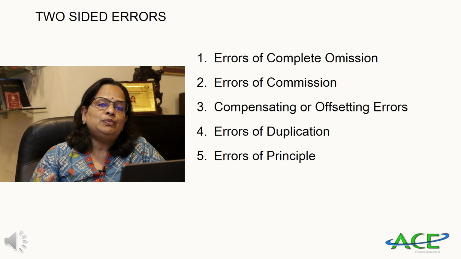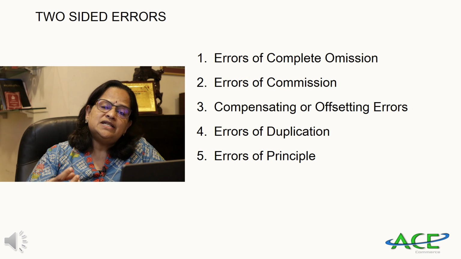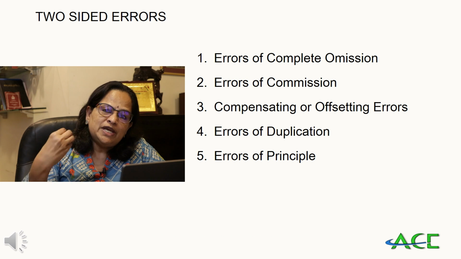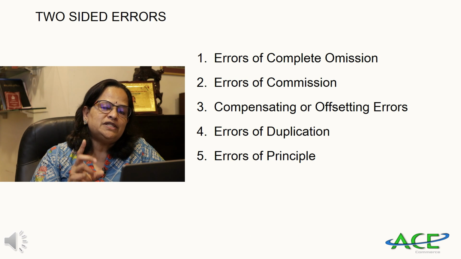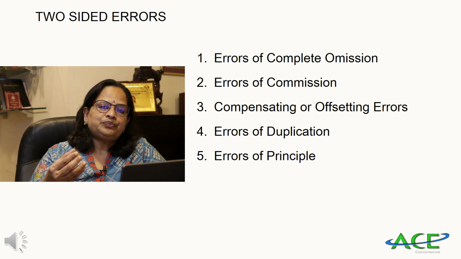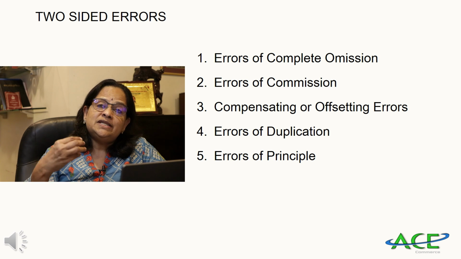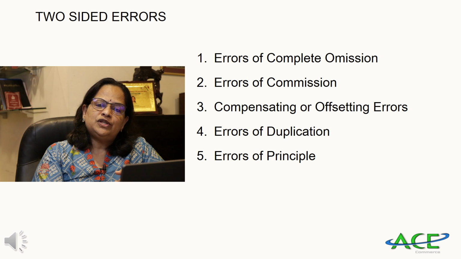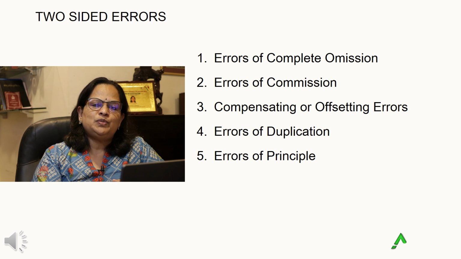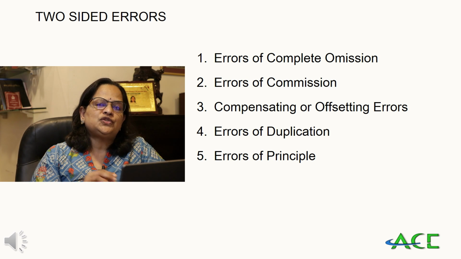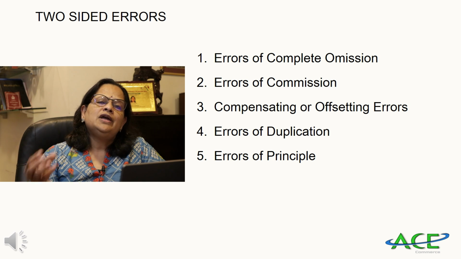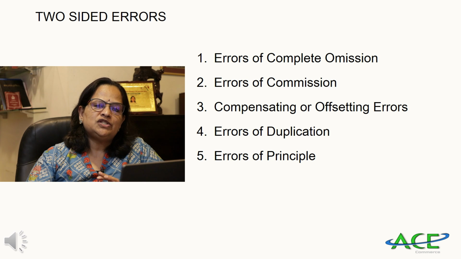Next is error of duplication. One entry is entered twice in the books of accounts. Machinery purchased, twice you recorded. Only one machinery is purchased, but you are recording it twice. Next is error of principle. Last module I have explained: you made some repair for the machinery. That is actually a revenue expenditure, but you are adding it to the cost of the machinery. So machinery value is wrong, and the profit disclosed by the profit and loss account is also wrong. So these are the two-sided errors.